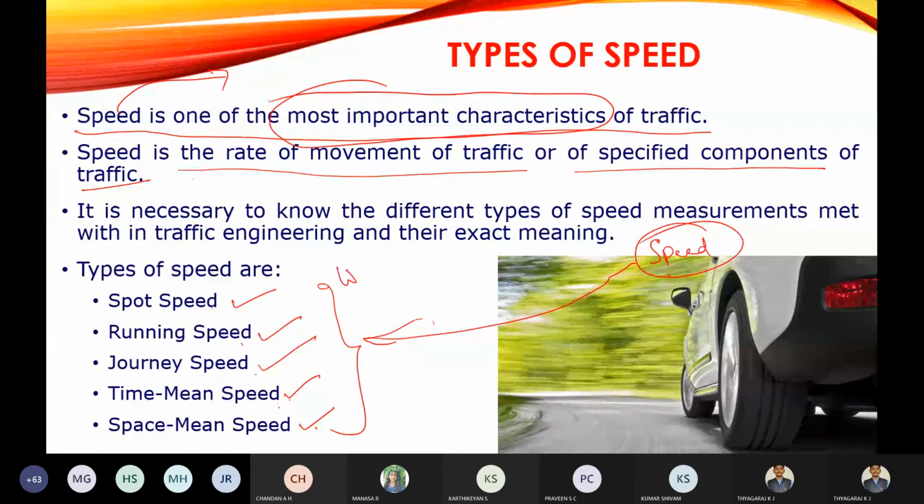So these 5 will be asked as write a short note on these 5, and they will give 10 marks for simply writing the definitions of spot speed, running speed, journey speed, time mean speed, and space mean speed. These are the 5 types of speeds we will be using in future. Whenever we are using journey speed, you should know the definition, what is journey speed and what is running speed also.